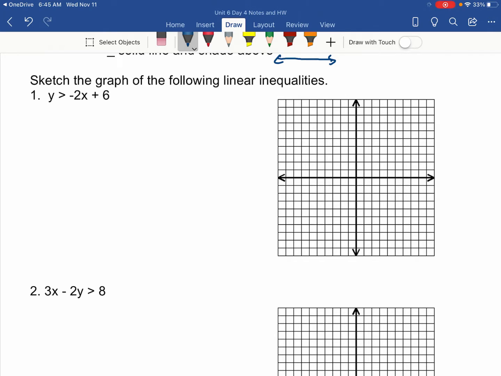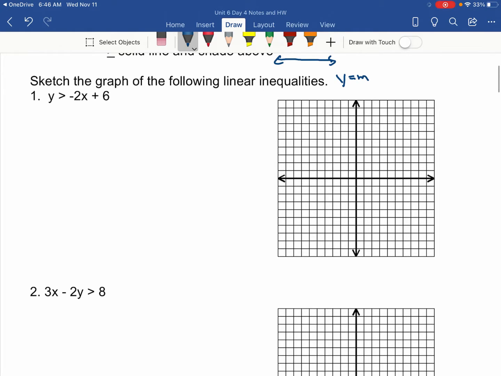It says sketch the graph of the following linear inequality. I'll read this. y is greater than negative 2x plus 6. Notice that it is in y equals mx plus b form, so we're going to graph this just like we would a normal line. We're going to start with the y-intercept, which is (0, 6). I'm going to put a point on the y-intercept. Then we're going to use the slope next.